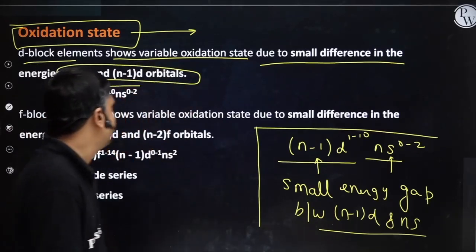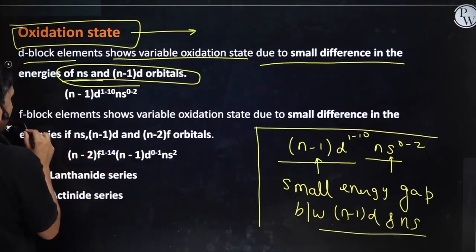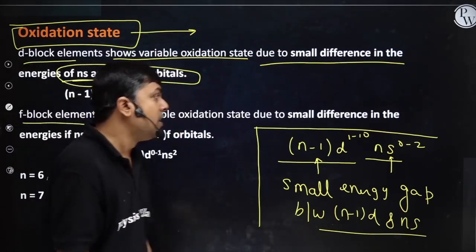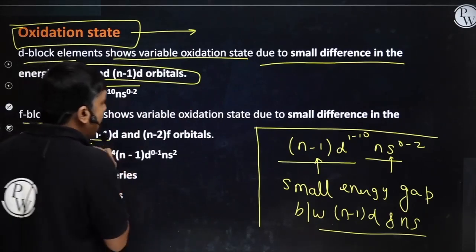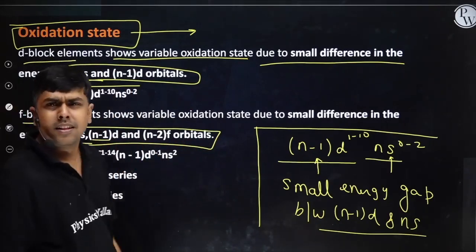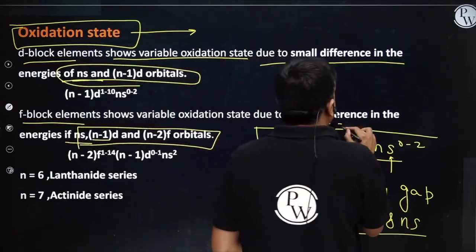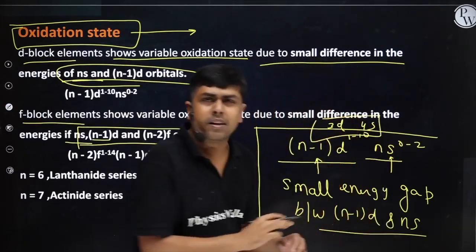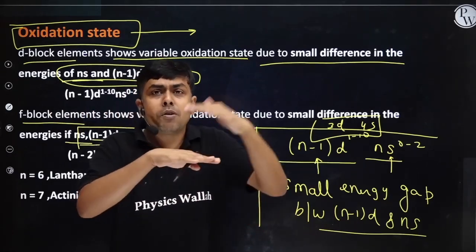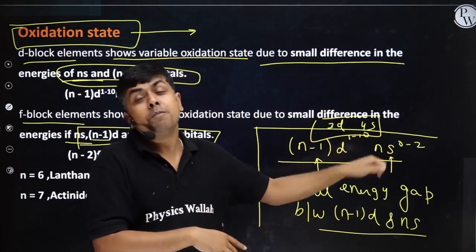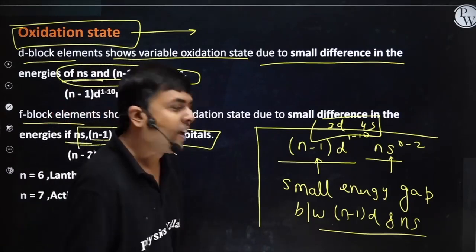We'll talk about that. Even the same story is there with the f block elements also. An f block element shows variable oxidation state due to a small difference in the energy of ns, (n minus 1) d and (n minus 2) f subshells. The energy gap is relatively less, right? If I talk about the energy gap between 3d and 4s, the energy is almost similar. 3d has somewhat higher energy, but the gap is relatively less. So apart from this 4s, electrons can be removed from 3d, and that's why a d block element shows variable oxidation state. Okay, let's move ahead.